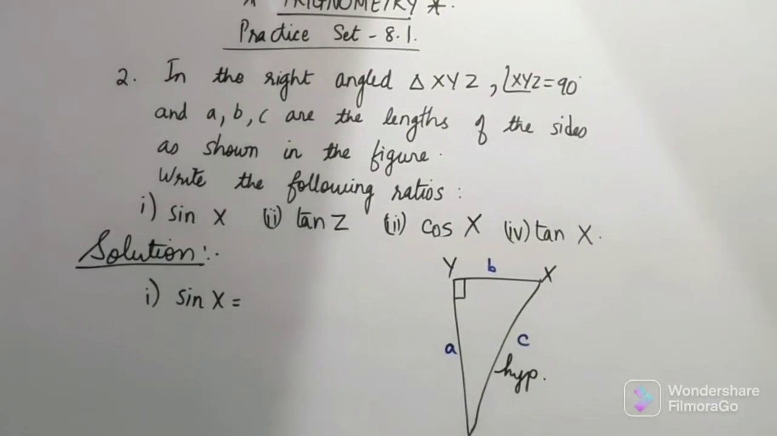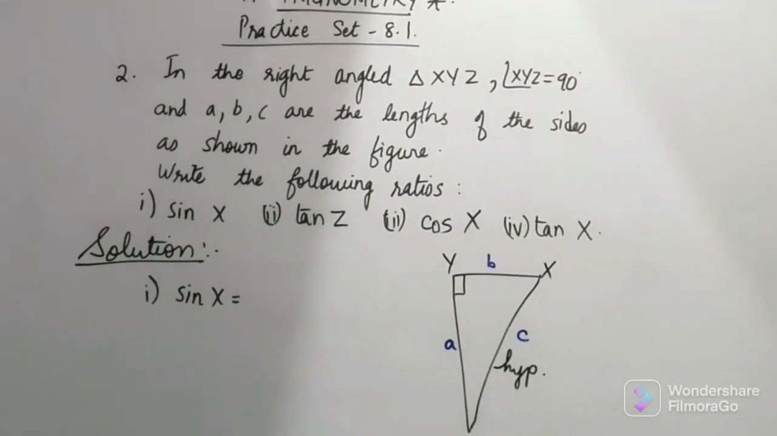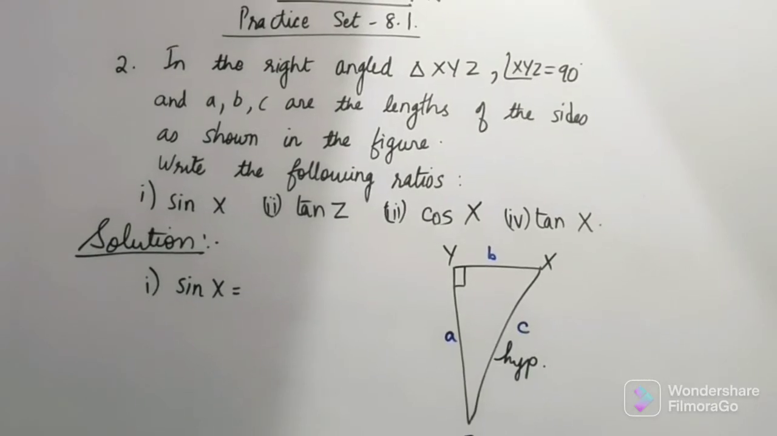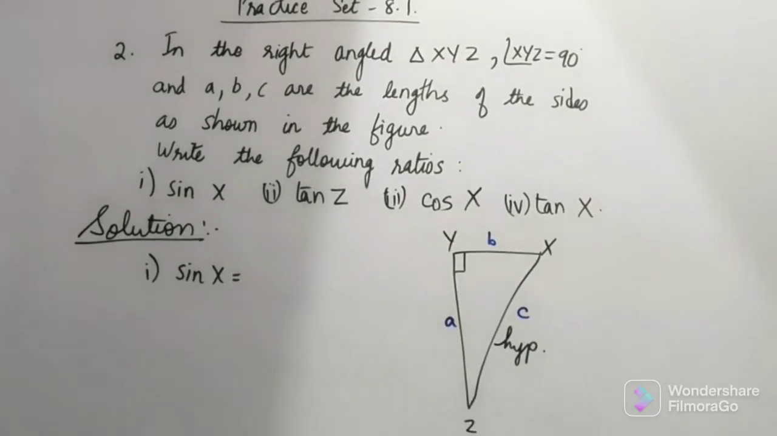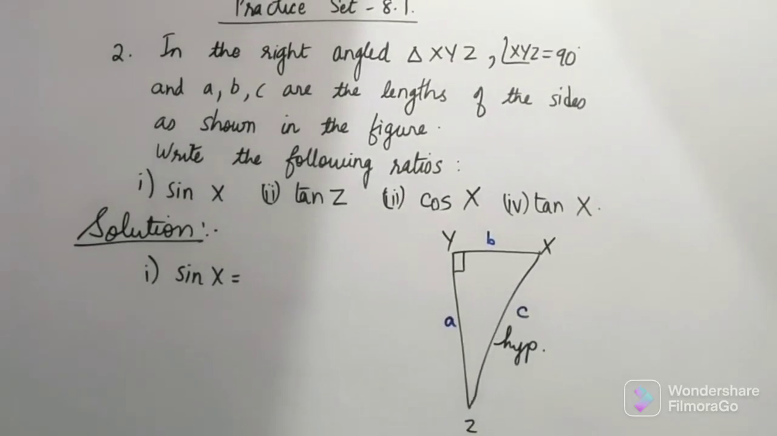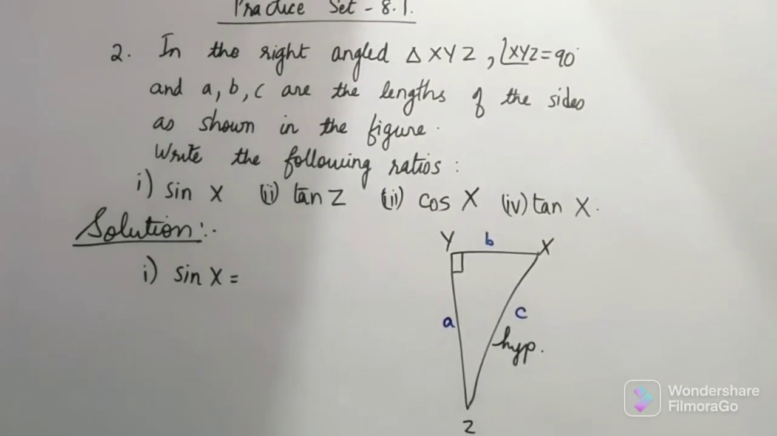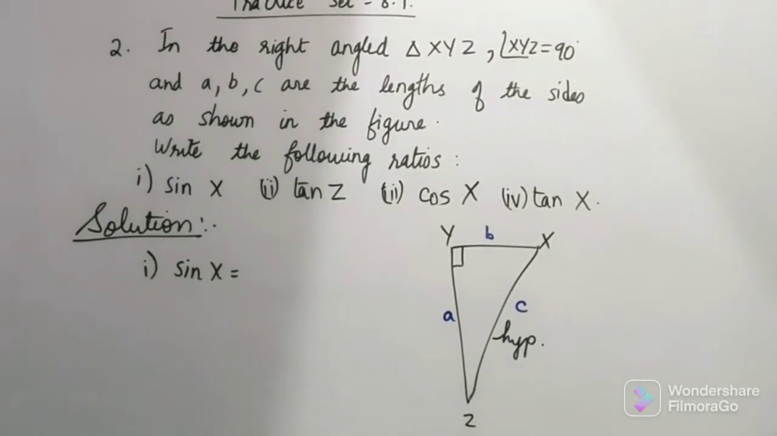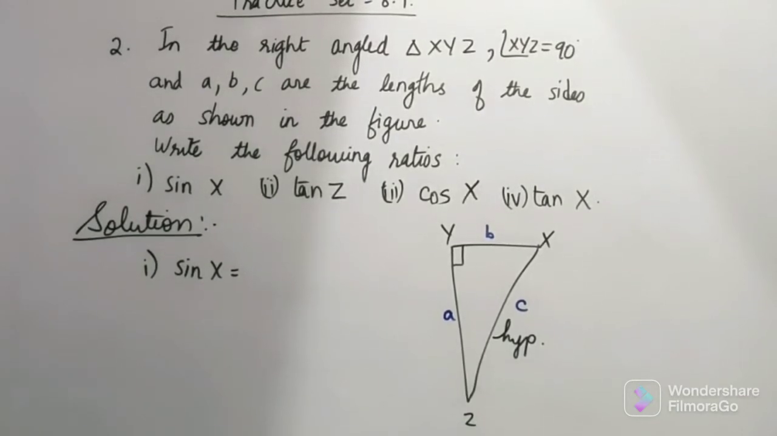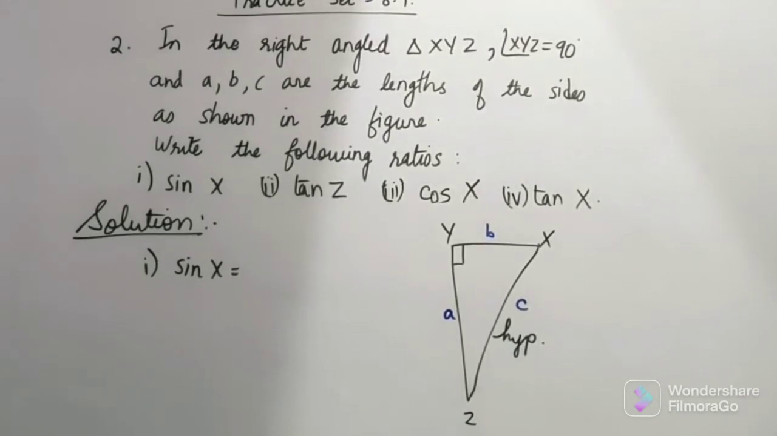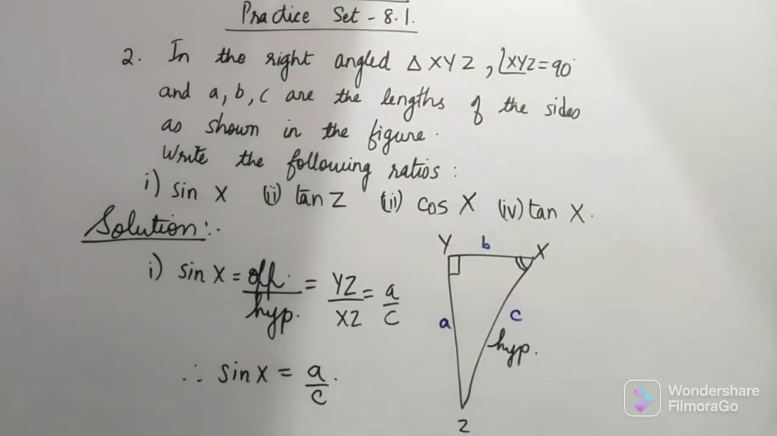In the second question, in the right angle triangle XYZ, angle XYZ is 90 degrees. So you can see I've marked opposite, 90 and hypotenuse already in the diagram. And the values are given as A, B and C. These are the lengths of the sides of the triangle as shown in the figure. So we have to find the ratios sin X, tan Z, cos X and tan X. We're going to start with the first one, that is sin X.